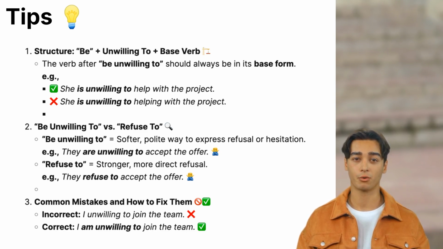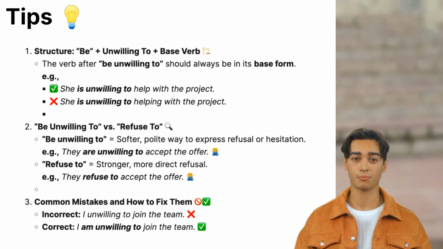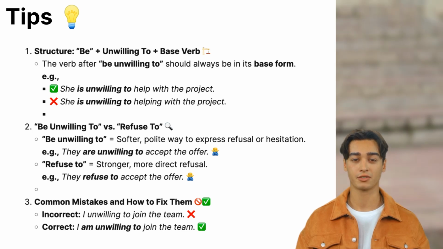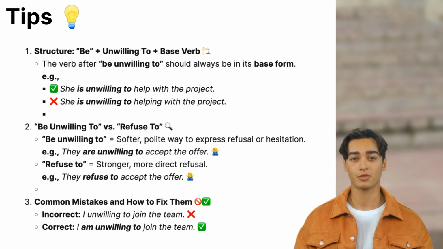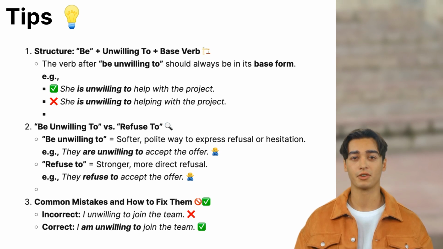2. Be unwilling to versus refuse to. Let's look at the difference between these two phrases. Be unwilling to is a softer and more polite way to express refusal or hesitation. Example: they are unwilling to accept the offer. Refuse to is stronger and more direct. It clearly shows a firm no. Example: they refuse to accept the offer. Use be unwilling to in formal or polite conversations, and refuse to when you want to sound firm.